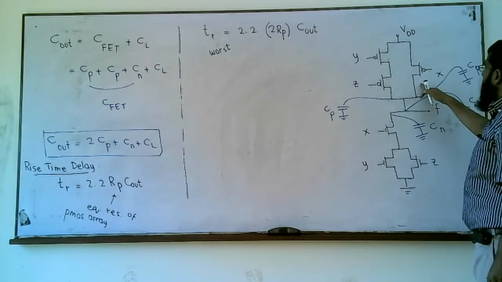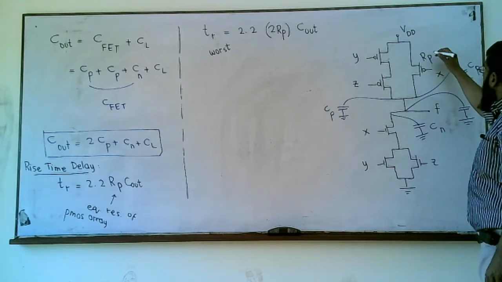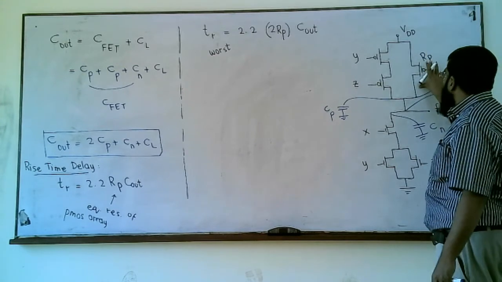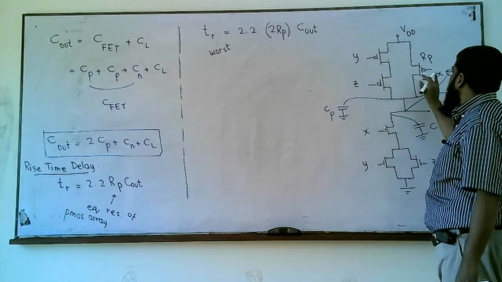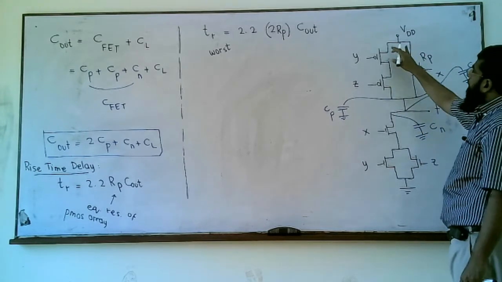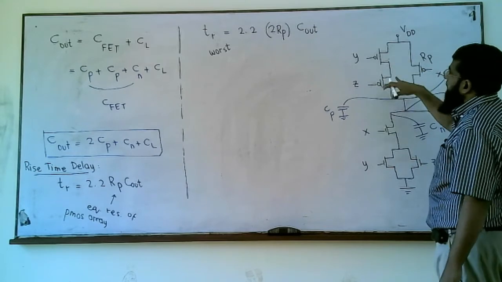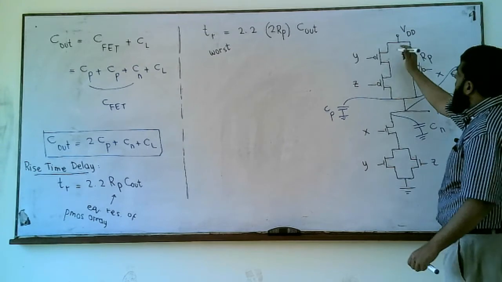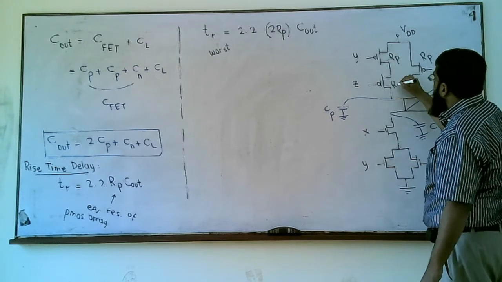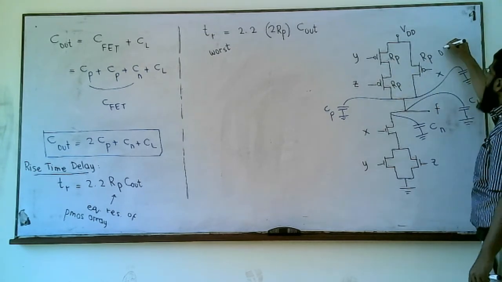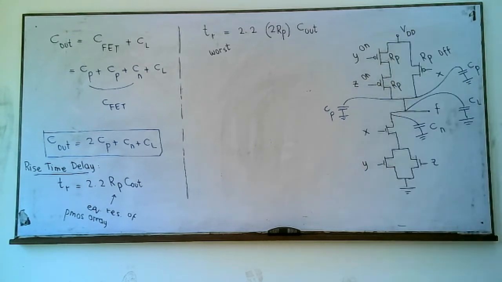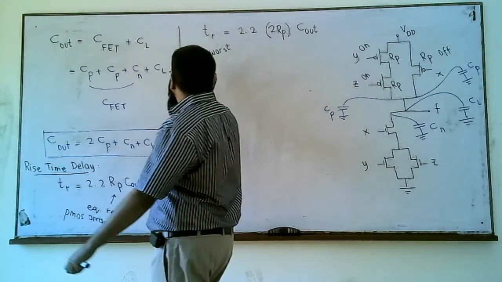It will be offering a resistance Rp when X is 1, but when X is 0, this transistor is on. But when these two transistors are on and this transistor is off, the overall resistance offered by the PMOS array would be 2 times the individual resistance, Rp for this, Rp for this. If this is off and these two transistors are on, this array would be offering the max resistance, because Rp plus Rp is 2 Rp.